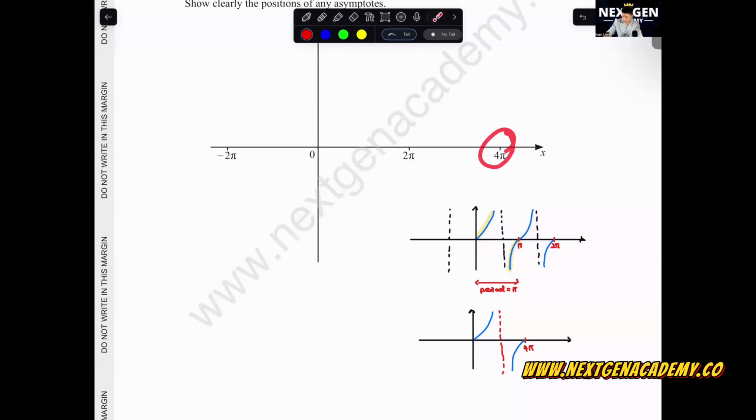So if you see here, there's a 4 pi. Then what is in between? We take 4 divided by 2. The asymptote will be at 2 pi. Got it? This is how we interpret it.